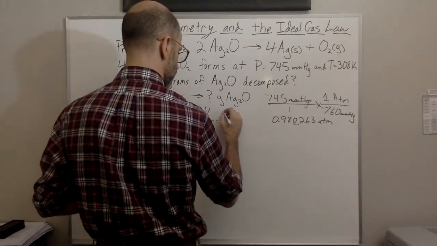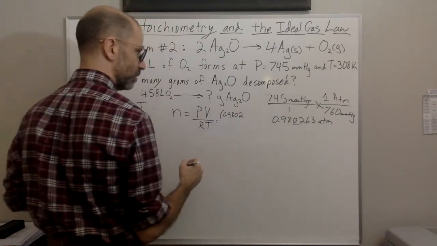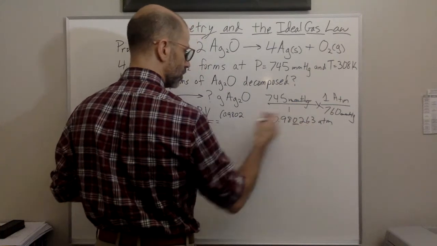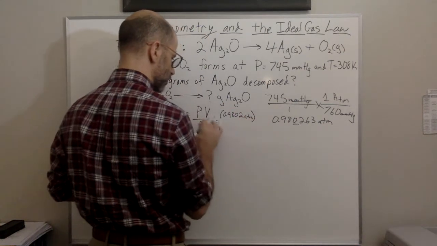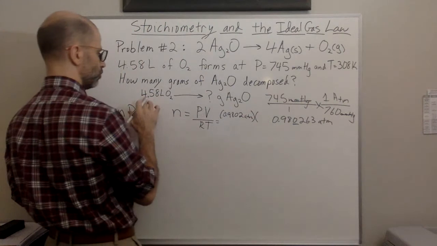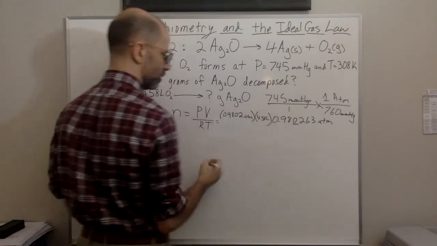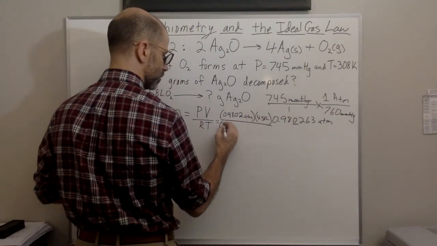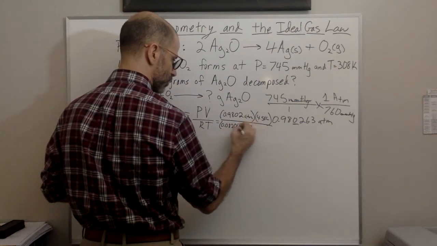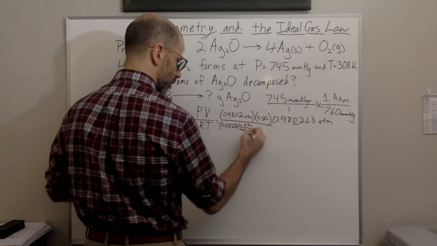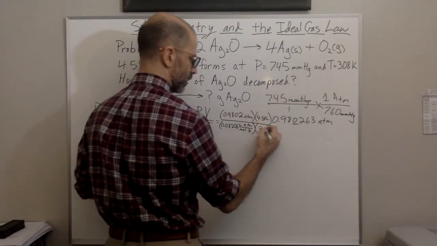So pressure is going to be 0.9802. I'll just leave it as a 2. That'll be atmospheres, and then I have volume. So the volume was 4.58 liters, over R, which is 0.08206 liter atmospheres over mole Kelvin. And then I have temperature, which is 308 Kelvin.